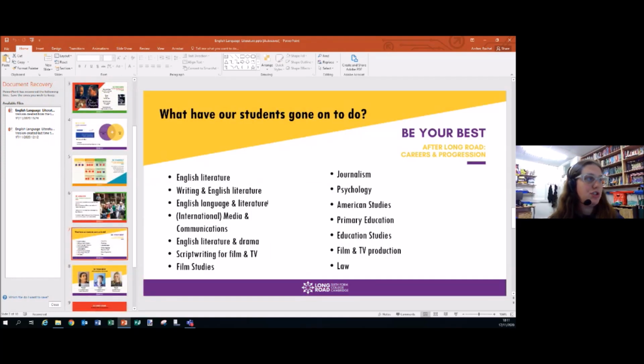Where do our students go? Well, you can see A-level language and literature is one of those A-levels that I think is quite foundational. It's useful to lots and lots of different areas. I have a student who wants to do law, for example, and he knows that studying English language and literature is crucial for him to go on and study law. But as you can see, there's so many different things you can do. You can go on and do straight English literature, you could go off and do linguistics if you wanted. You can do a range of degrees that are on offer.